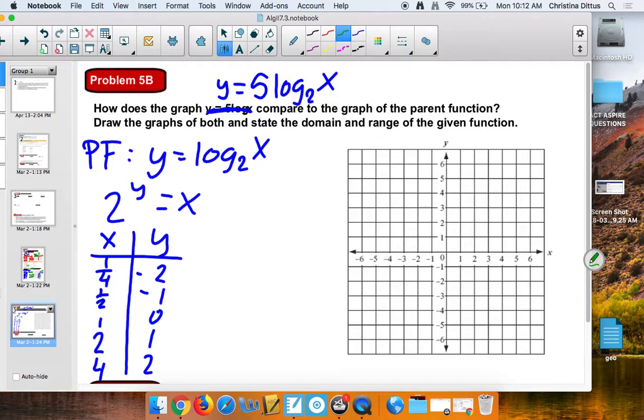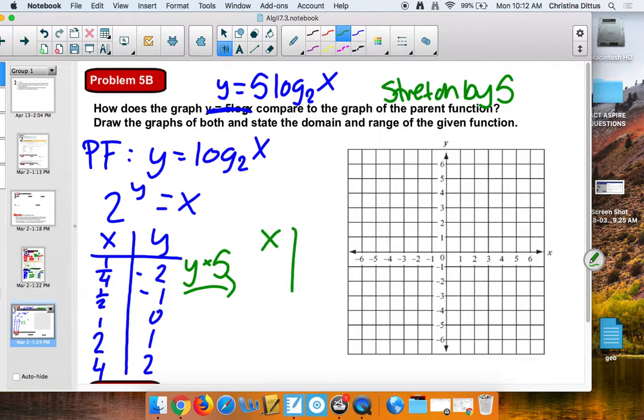How does 5 log base 2 of x compare to my parent function? Yeah, stretch by 5. So that's the only difference. Let's write that. Stretch by 5. Who remembers how I dealt with stretches? Multiply by 5. We're going to multiply our y times 5. So our x's are staying the same.